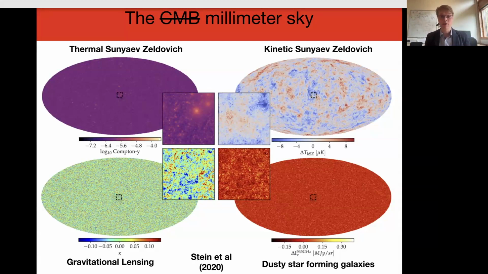anisotropies. In particular, on large scales, these look largely isotropic, but on small scales, you can see that many of these maps are highly non-Gaussian. This is perhaps most evident for the tSZ effect, where you can see the imprint of individual galaxy clusters, such as one here in this zoom in.